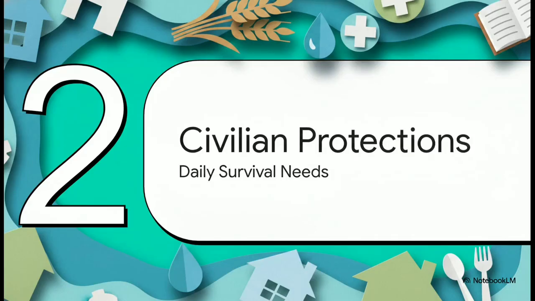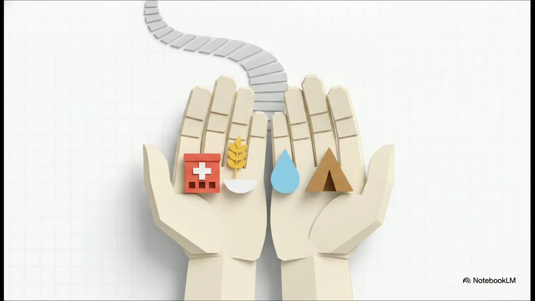Section 2, fundamental civilian protections. Moving beyond just physical safety, how exactly does international law guarantee the daily survival of a population? What's really fascinating here is that the occupying authority actually assumes some profound responsibilities towards the civilians. They're literally required to help ensure access to the bare essentials. We're talking food, clean drinking water, hospitals, medicine, and emergency healthcare.